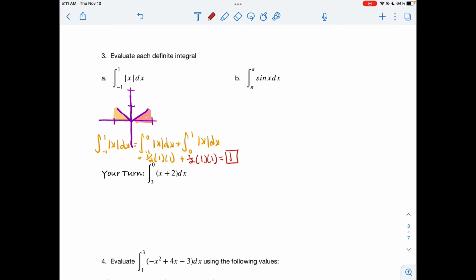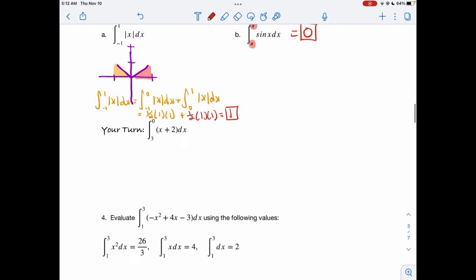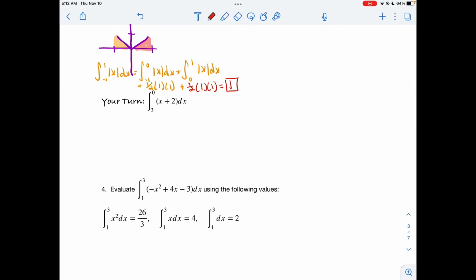Right, now we're going to find the integral from pi to pi of sine of x dx. So first thing that screams at me is notice that my lower bound and my upper bound are the same. Anytime the upper and lower bounds are the same, our integral is 0. Okay, you try this one.